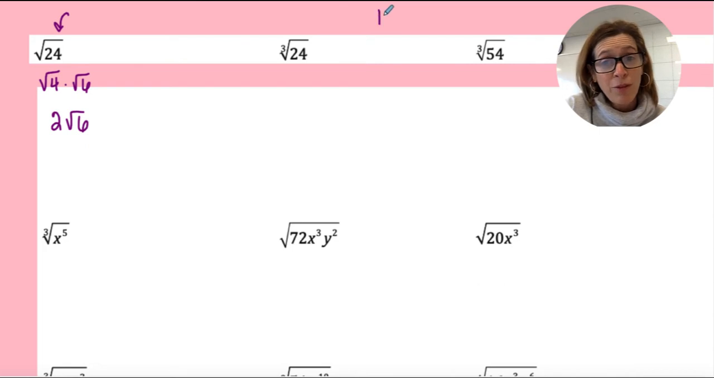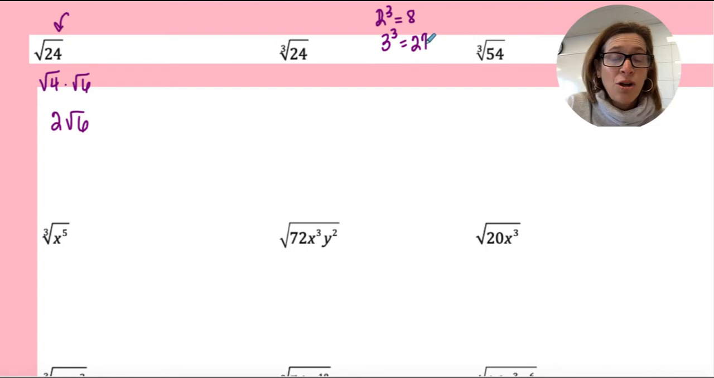So I actually write them for myself. 1 cubed is 1, so I don't worry about 1, but 2 cubed is 8. 3 cubed is 27. Okay? All right, so I can rewrite the cubed root of 24 as the cubed root of 8 times the cubed root of 3, right? Because 8 times 3 is 24. So the cubed root of 8 is 2, so that would be 2 cubed roots of 3.